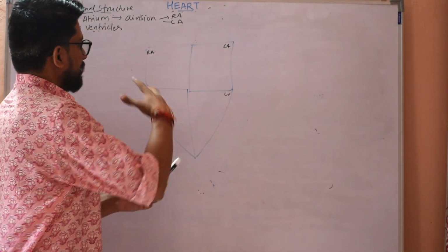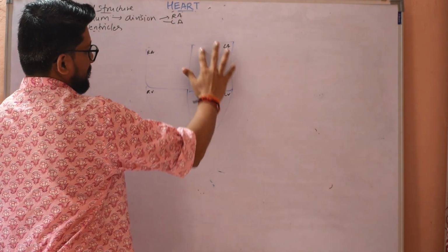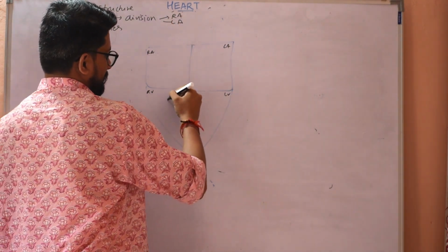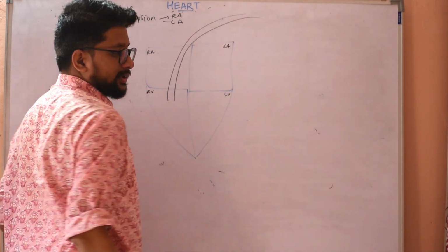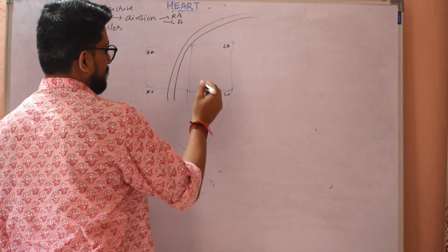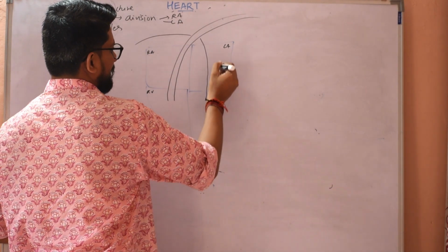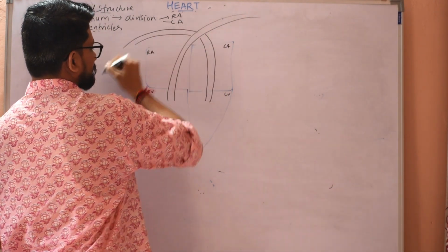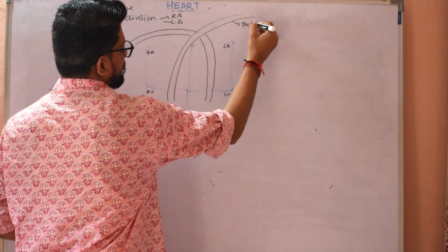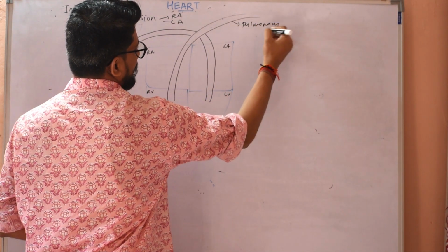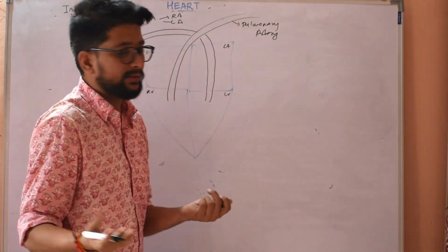After that, the two arteries, one comes out from the right ventricle and one comes from the left ventricle. This one comes out of the right ventricle and this artery comes out of the left ventricle. Now, the opening of this artery is basically known as pulmonary artery or we can say pulmonary aorta.